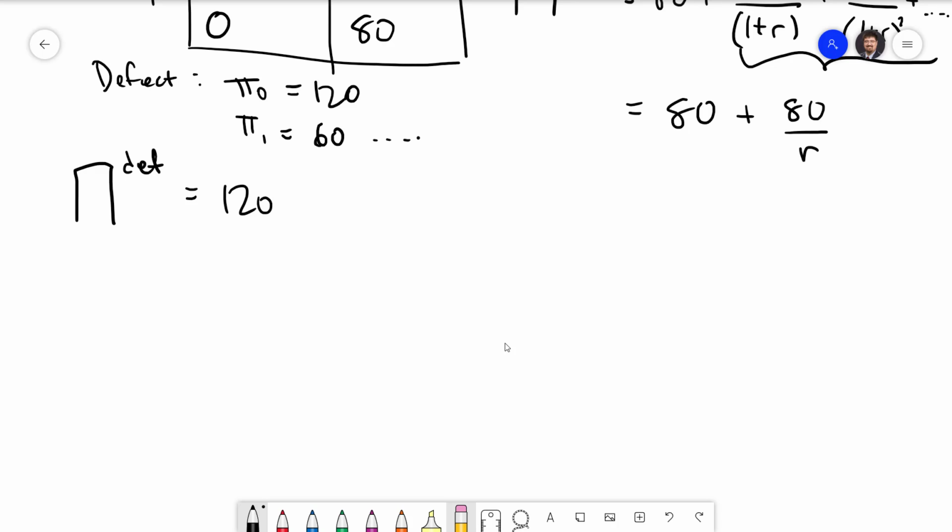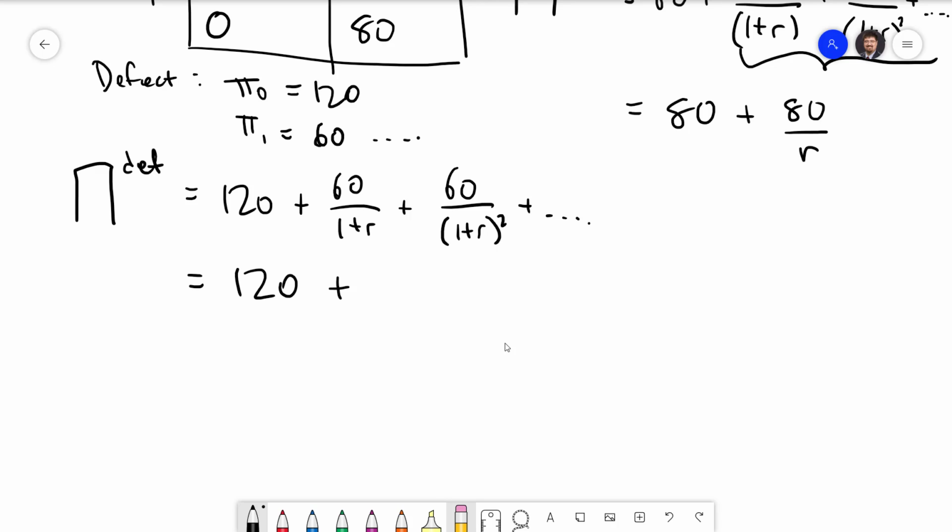We get the initial 120, but then we get 60 over 1 plus r in period 1, and then 60 over 1 plus r squared, and then that continues forever. We're again going to use our geometric series formula here to rewrite this as 120 plus 60 over r. We now need to compare the present value from defection with the present value for playing Grim Trigger.